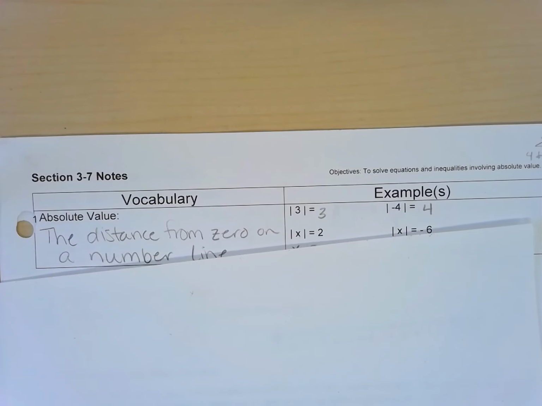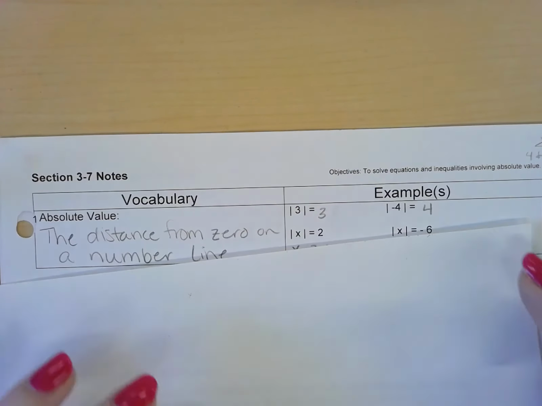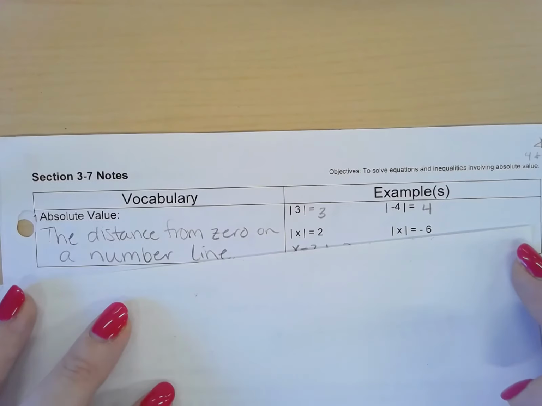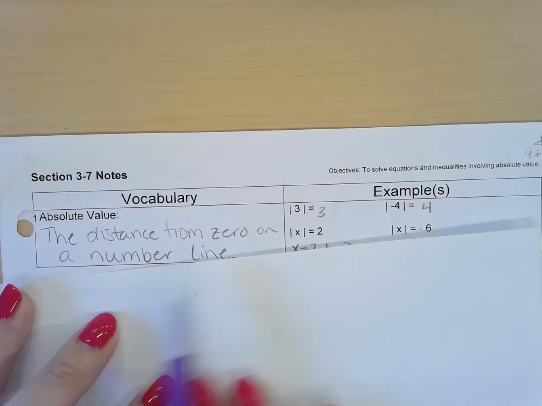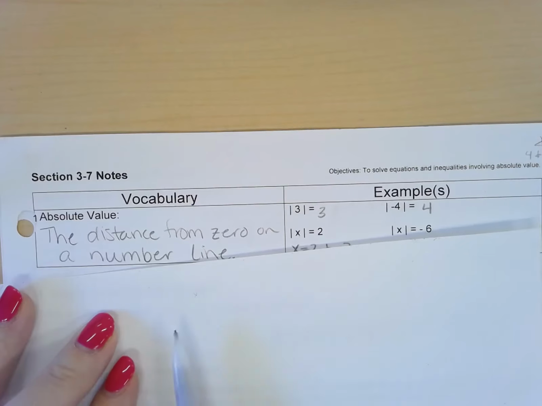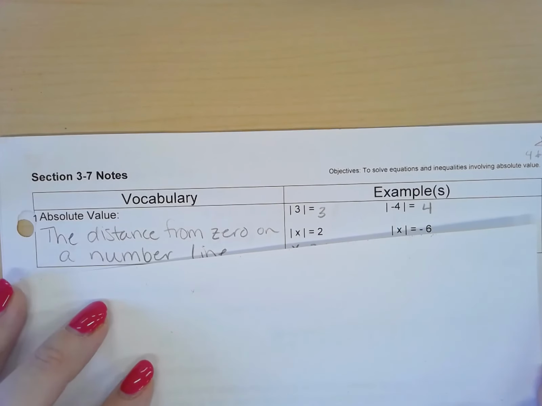This is Chapter 3, Section 7 notes. We're going to be talking about absolute values today. An absolute value is the distance from 0 on a number line. So it can go positive, it can go negative. It's just the distance from 0.